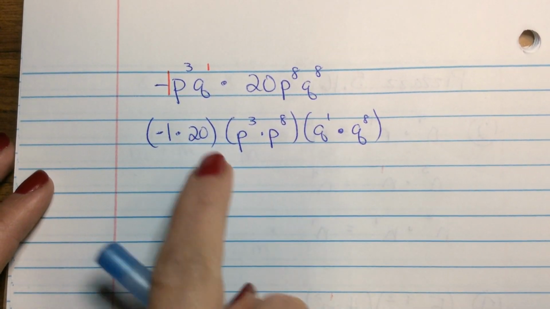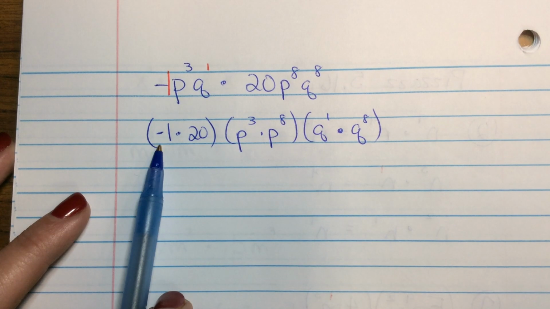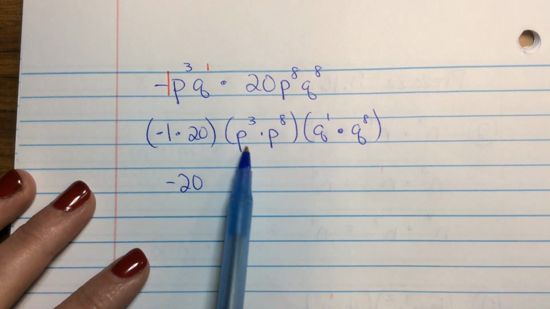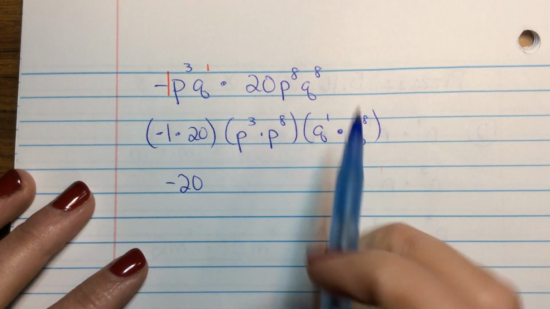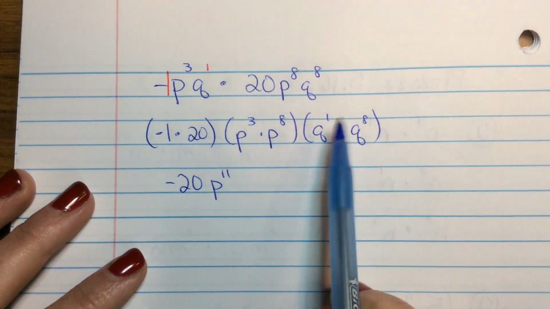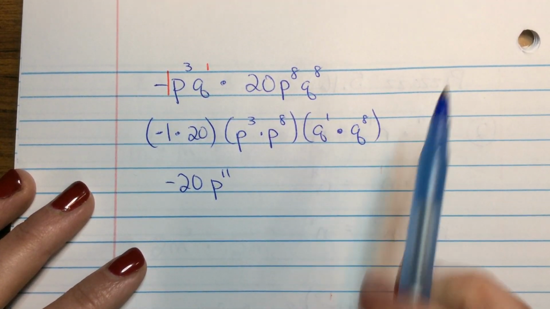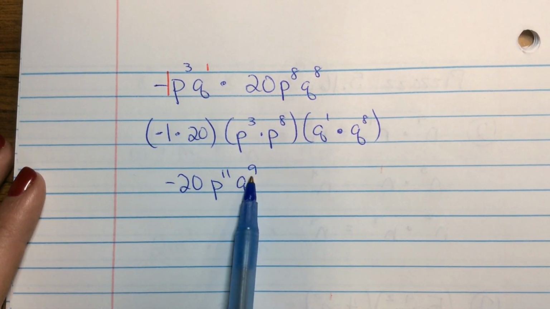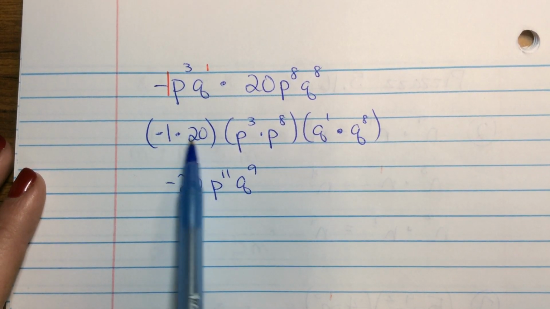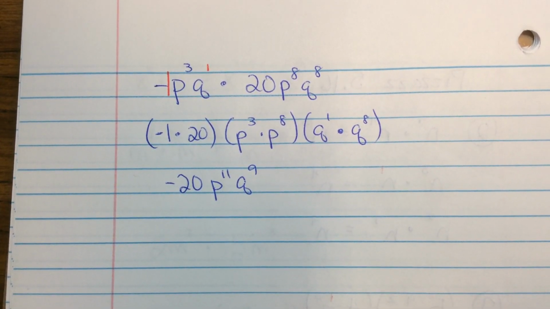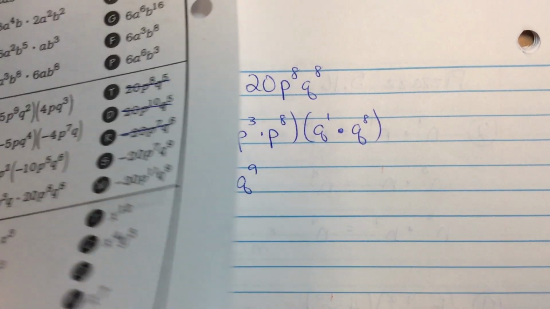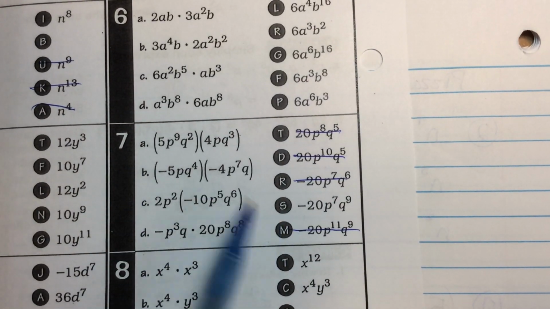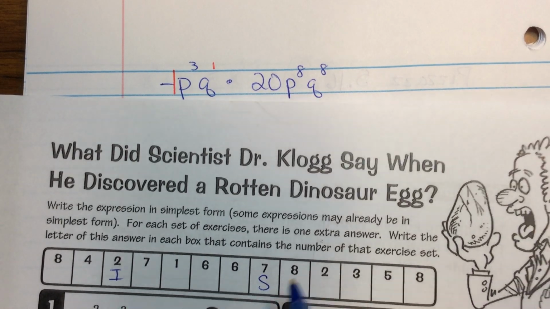Okay, so let's just look at each piece individually. Negative 1 times 20 is negative 20. P to the 3rd times p to the 8th is p to the 11th. Q to the 1st times q to the 8th is q to the 9th, because 8 plus 1 is 9, and 3 plus 8 is 11. And then here we're just multiplying. All right, let's see if we can find our answer, and it's the bottom one. So number 7 is actually S, because it's the one we didn't use. So up in the riddle, I'm going to put an S where 7 is.